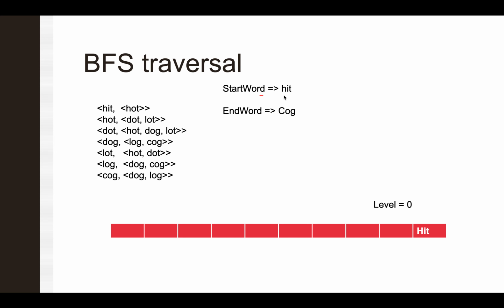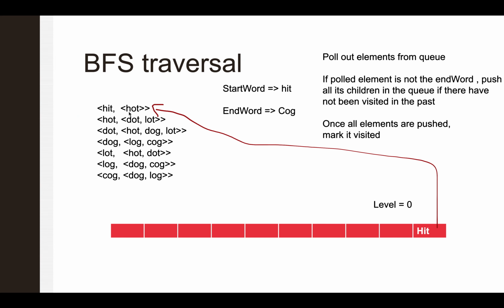We'll start with an initial word hit, add it into the queue, and we have built this graph by the algorithm that I specified before. And let's move ahead. We added hit, and this is our end word. We pull out the element from the queue, and since it is not equal to the end word, we will add all its children that are present in our map into the queue. So this is what we searched for, hit's children, and we'll add all of them in the queue.